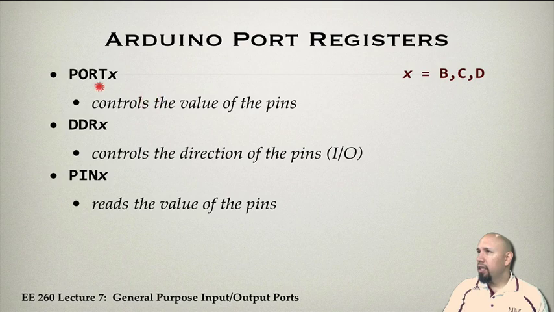These three registers are registers inside the Arduino. For each port there are three registers, so obviously there are 9 registers altogether, and we'll look at the actual pin layouts in just a bit. For now, we have PORTx, DDRx, and PINx. The X here refers to ports B, C, or D. So PORTB, PORTC, PORTD, DDRB, DDRC, DDRD, PINB, PINC, PIND. This refers to all of those.